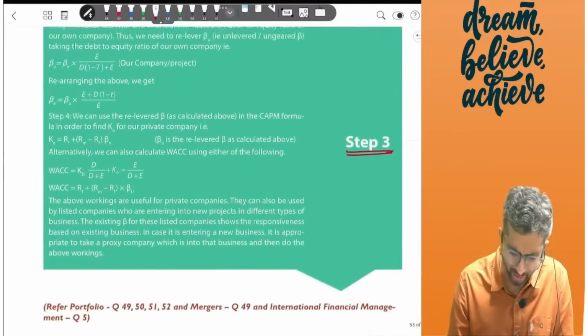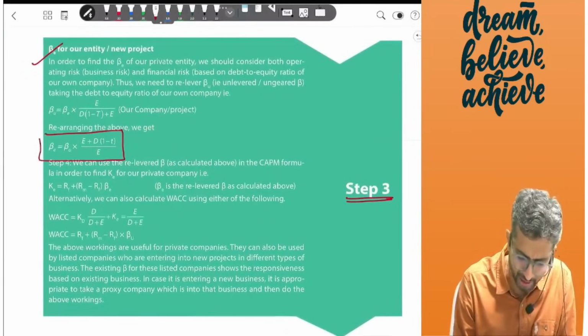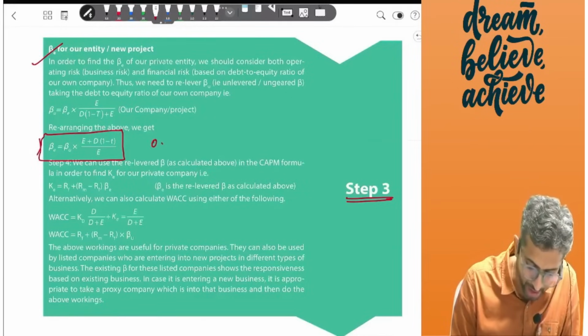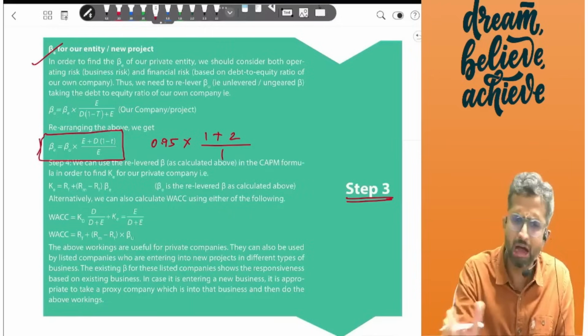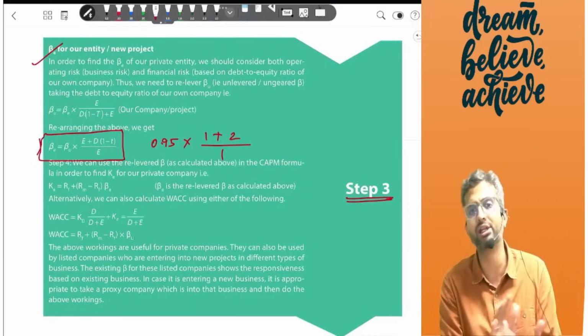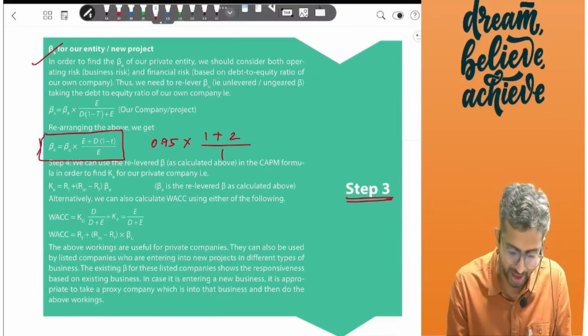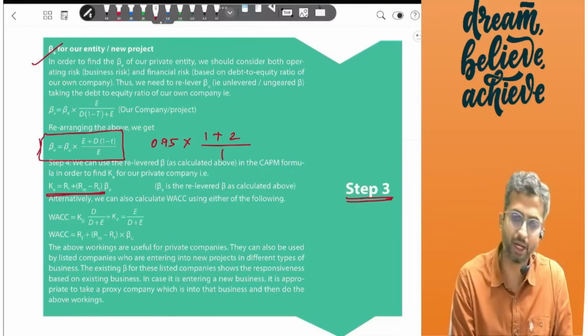Sometimes the institute shows a separate formula for relevered beta, something like this. Over here, this is nothing but 0.95 into, like we did, equity weight plus debt weight into 1 minus T upon equity weight. It is the same thing. If you can't remember this formula, remember that it is nothing but a rearrangement of your core formula. Once you find that, that is an equity beta which you can use for CAPM if you want to find the cost of equity.